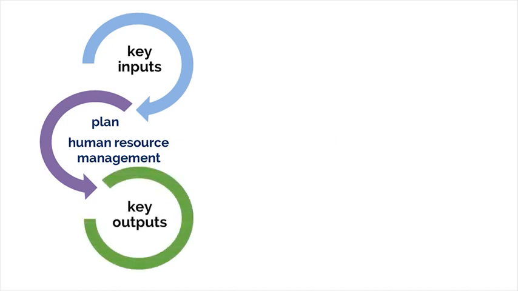Our output for the plan process is the Human Resource Management Plan, which is part of the overall project management plan and provides guidance on how project human resources should be defined, staffed, managed, and eventually released. This includes the Staffing Management Plan, which describes when and how human resource requirements will be met.